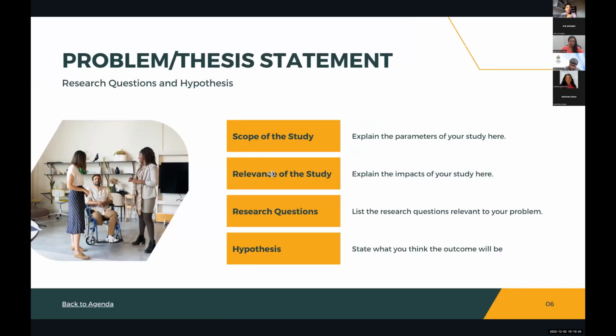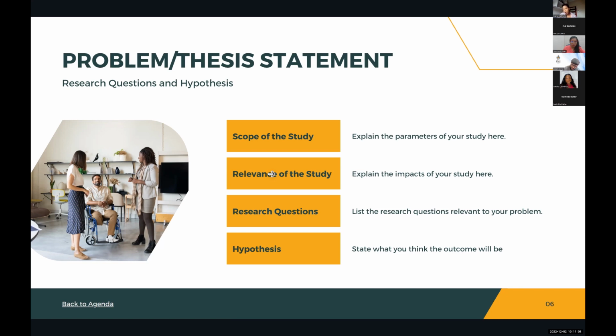So moving on to your problem or thesis statement, it depends on the type of research that you're doing. You might use different names. But you want to look at the scope of your study. We kind of already spoke about the relevance of your study. You want to look at the research question or questions. And then depending on the type of study you're doing, you might present a hypothesis or not.